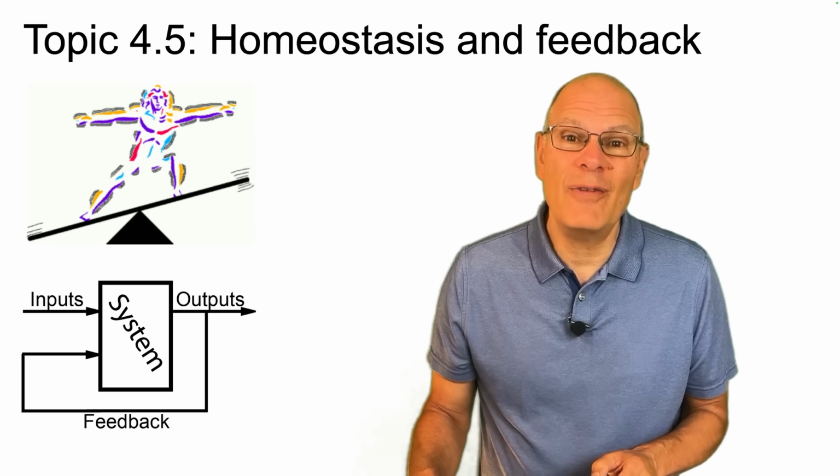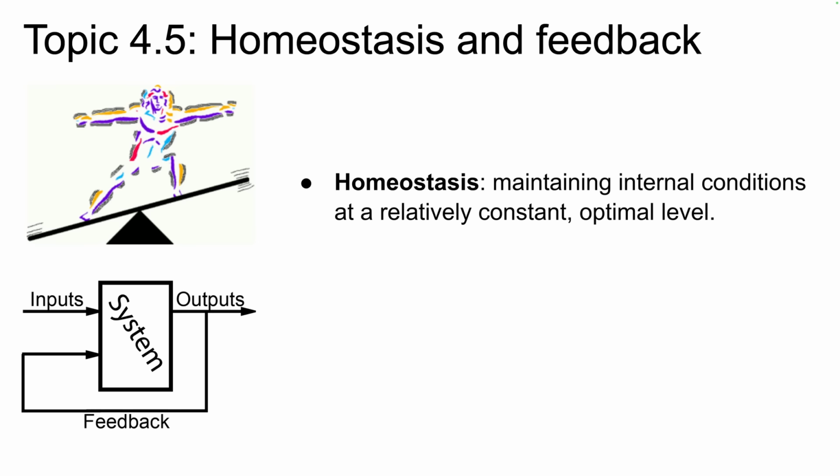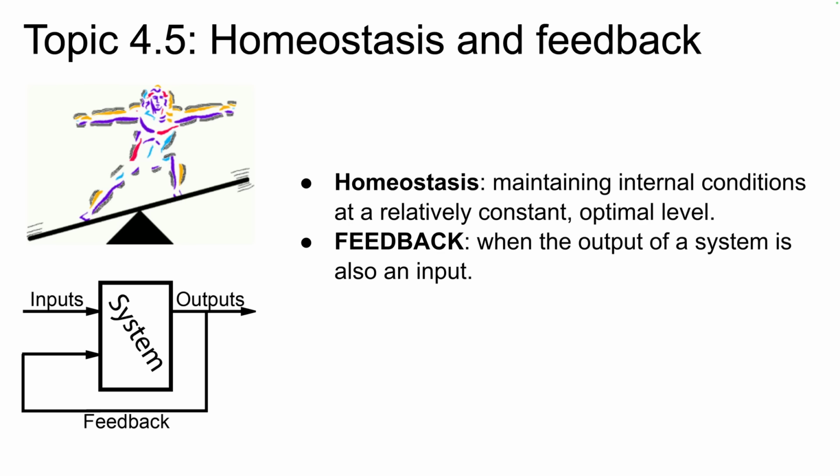Topic 4.5, homeostasis and feedback. Homeostasis is maintaining internal conditions at a relatively constant optimal level. You experience this all the time. Your body temperature is 37 degrees Celsius, despite the fact that you might be in a cold place or a warm place, or change from one to another.